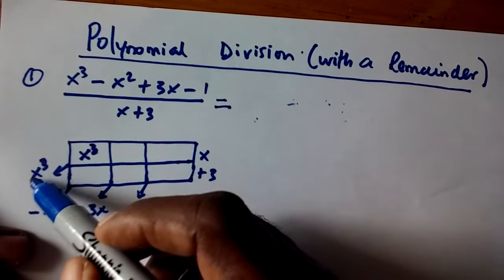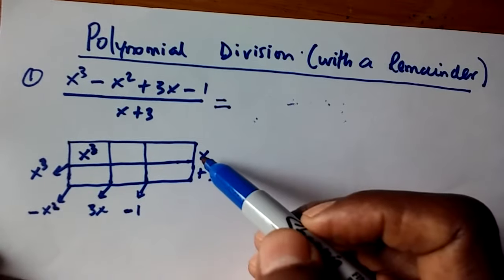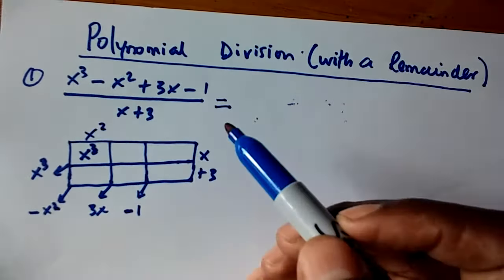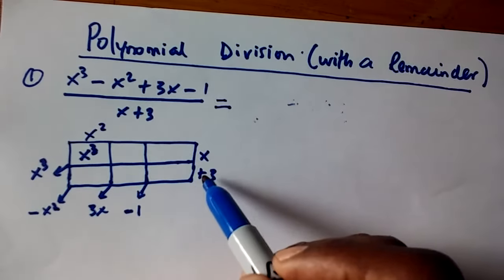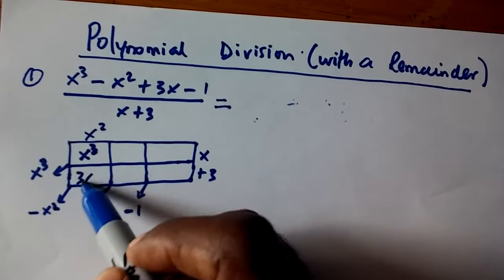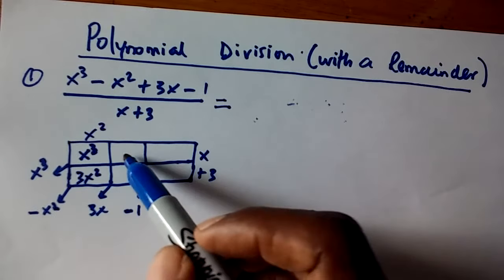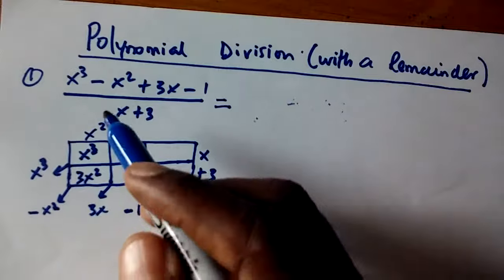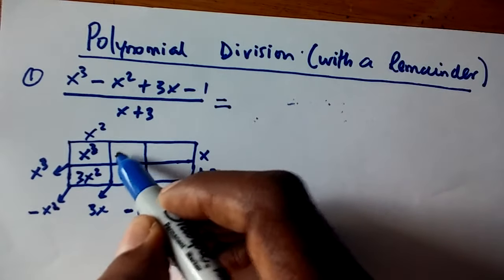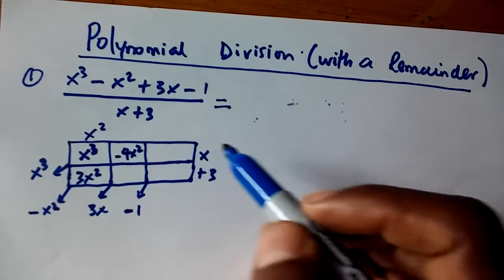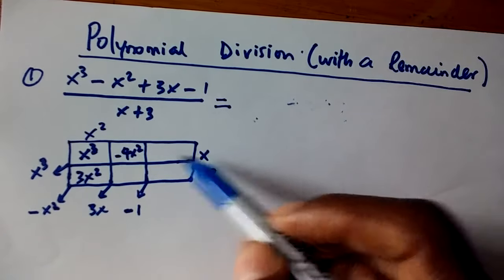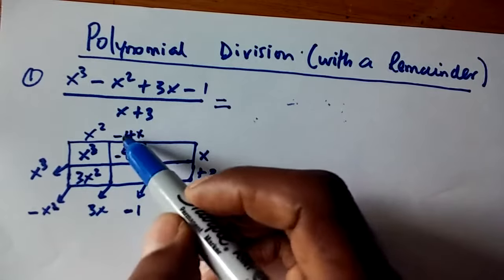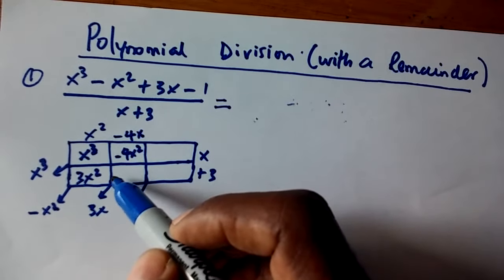So we place the first term inside the top box, and then we divide. x cubed divided by x is x squared. And then we do x squared times 3, which is 3x squared. And now we need to find something to add to 3x squared to get -x squared. That must be -4x squared, which when we divide by x will give us -4x. And then we multiply by 3, which gives us -12x.